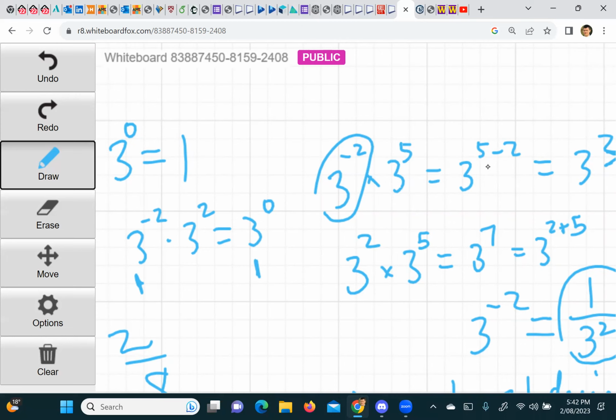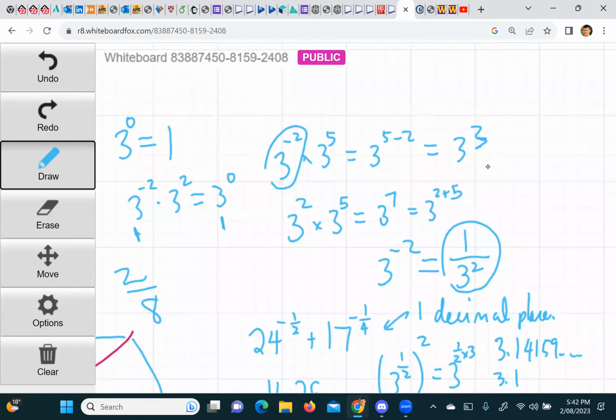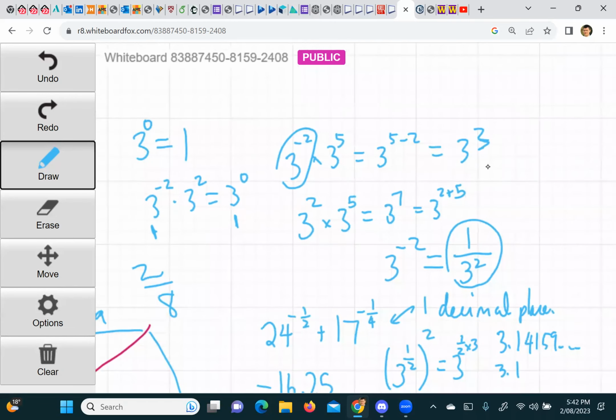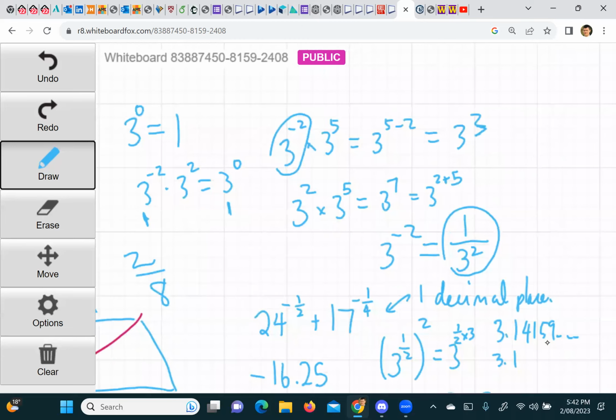Do you have another explanation for why 3 to the 0 is 1? It's almost the same. Oh, okay. Alright, good. So that is how negative powers work.